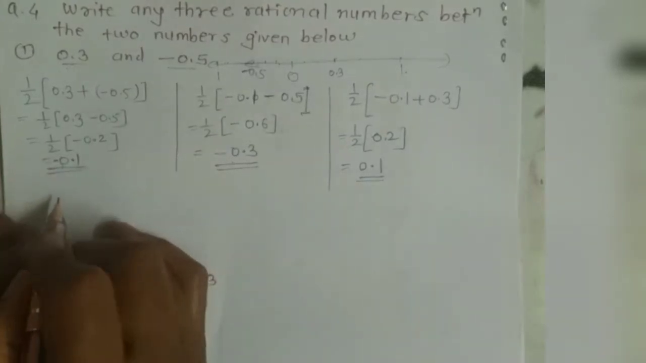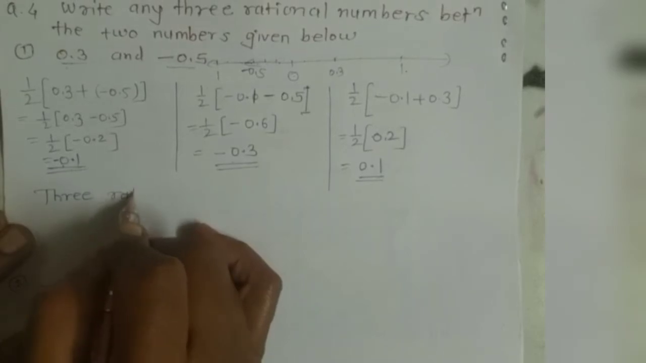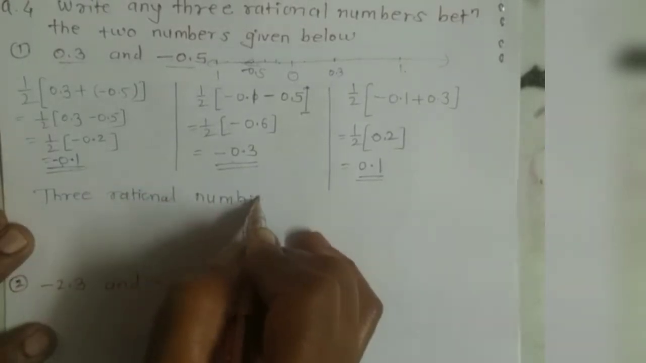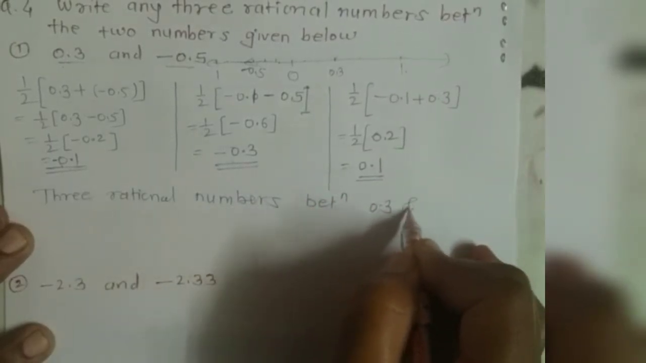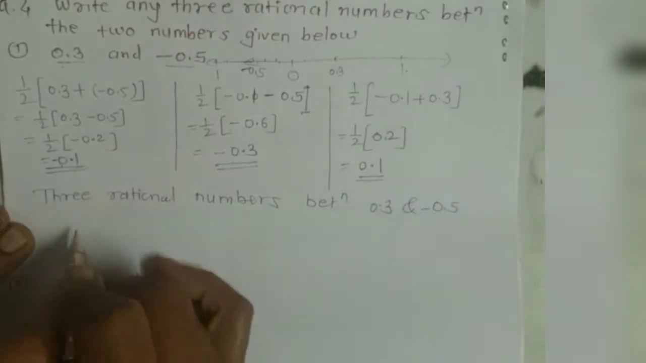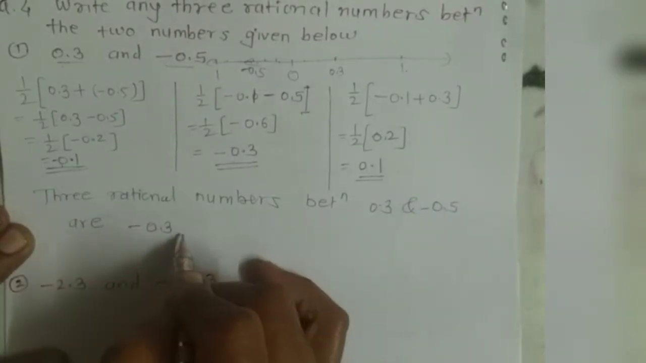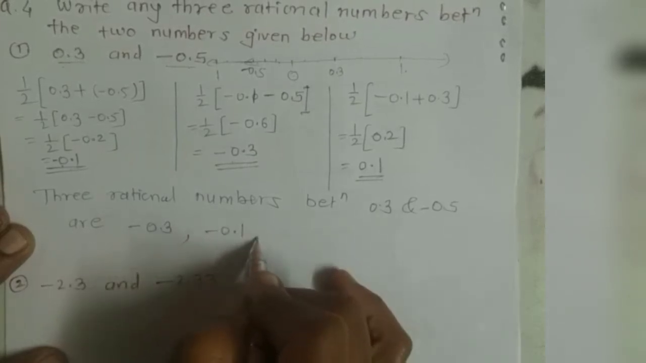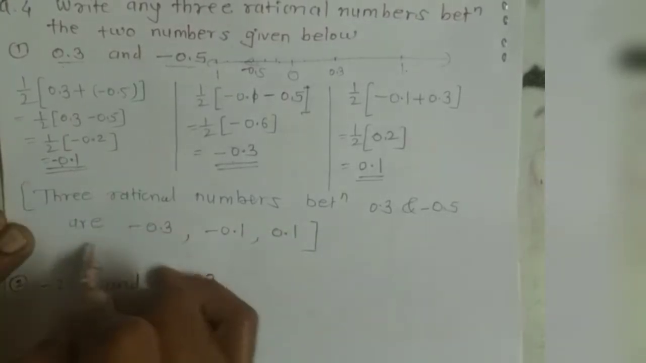And therefore here we write the answer: 3 rational numbers between 0.3 and negative 0.5 are negative 0.3, this is the first number, negative 0.1, and the last one 0.1, and this is the answer.